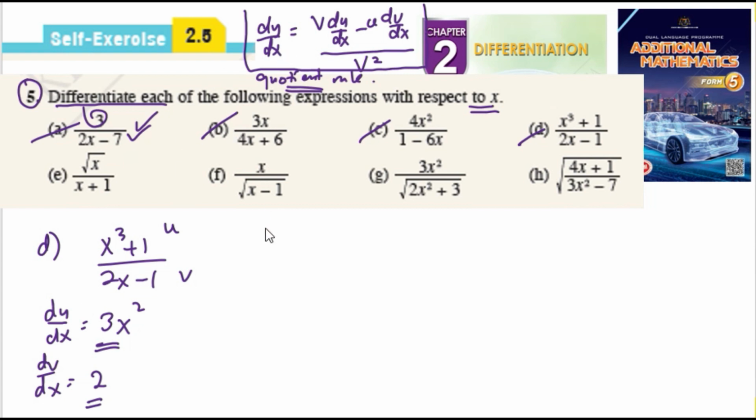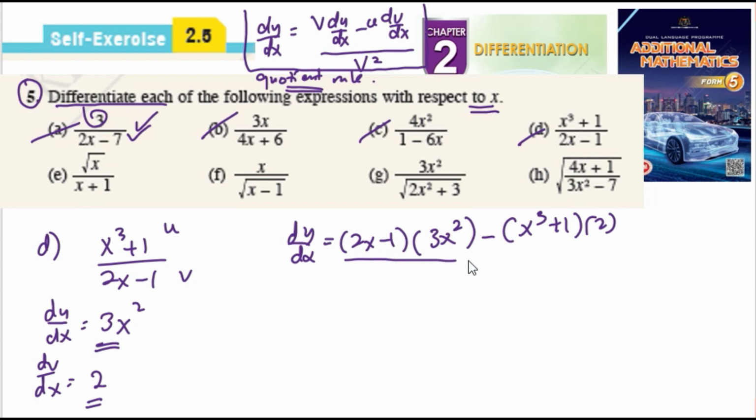Now we can substitute. So dy over dx is equal to, v is 2x minus 1, and then du over dx is 3x squared, minus our u is x cubed plus 1, right? And then our dv over dx is 2. So divided by 2x minus 1 squared. You see here, below here is v squared.